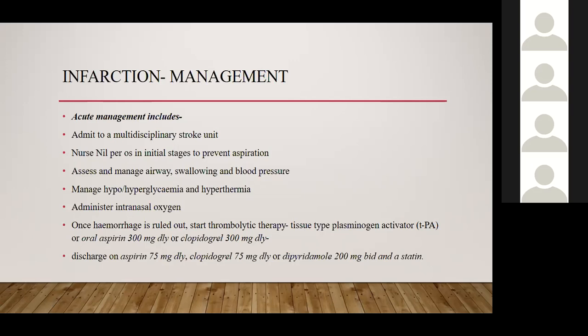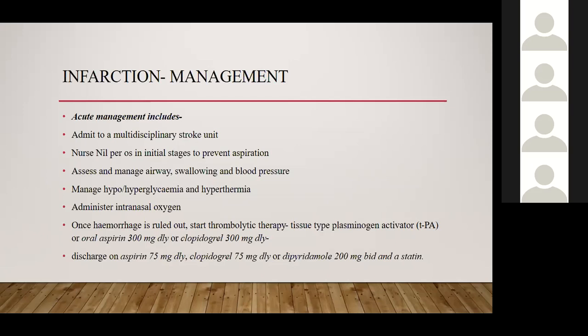You make sure your patient doesn't develop hypoglycemia. At the same time, you make sure you are controlling blood sugar so you don't have hyperglycemia if your patient is a diabetic. Okay, look at temperature as well. Make sure your patient doesn't go too cold. Make sure your patient doesn't have increased temperature. Give oxygen in the initial phases, okay? Because what is causing the stroke is an infarction, you need to saturate your patient with some oxygen.